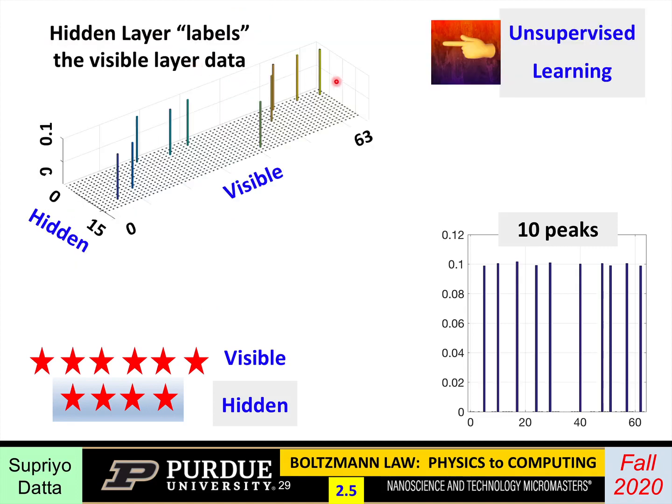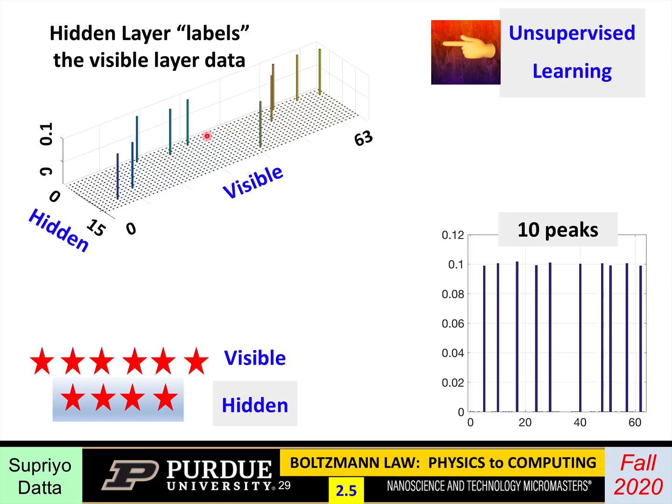Okay? And here's an example that we ran, where you had 10 peaks, 6 visible units and 4 hidden units. These 10 peaks I have shown in this two-dimensional plot, where this dimension includes the 6 visible units, so there are 64 possibilities. This dimension has the hidden units, so it has 16 possibilities. So the total is 16 times 64, that's 1,024 possibilities, because overall there are 10 units, with 2 to the power 10, 1,024 possibilities.